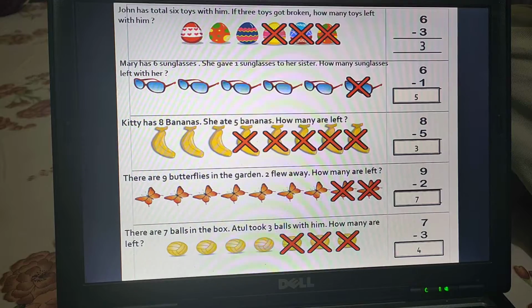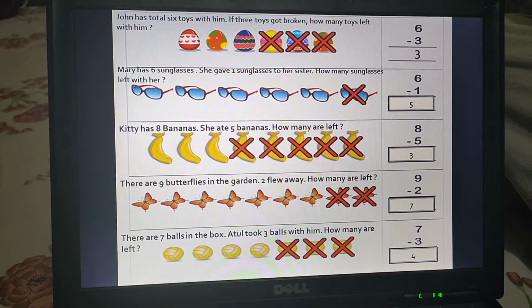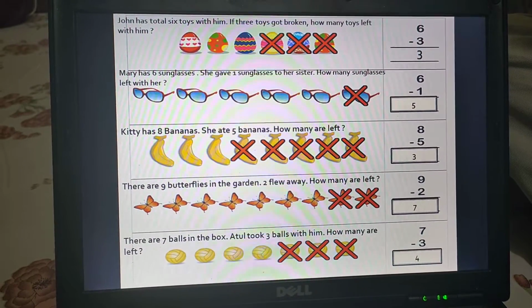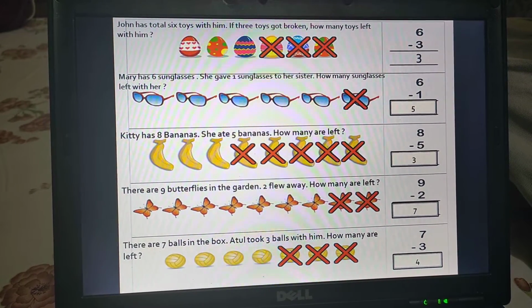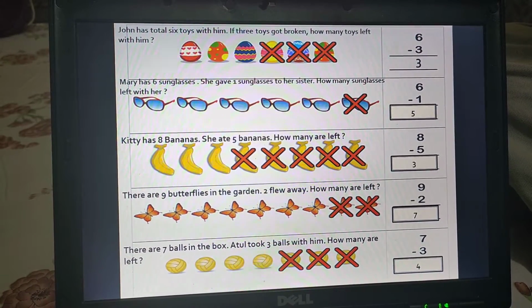Similarly, third example. Kitty has 8 bananas. She ate 5 bananas. How many are left? So again, we will minus 5 from 8. How much will be left? 8 minus 5 is equal to 3.